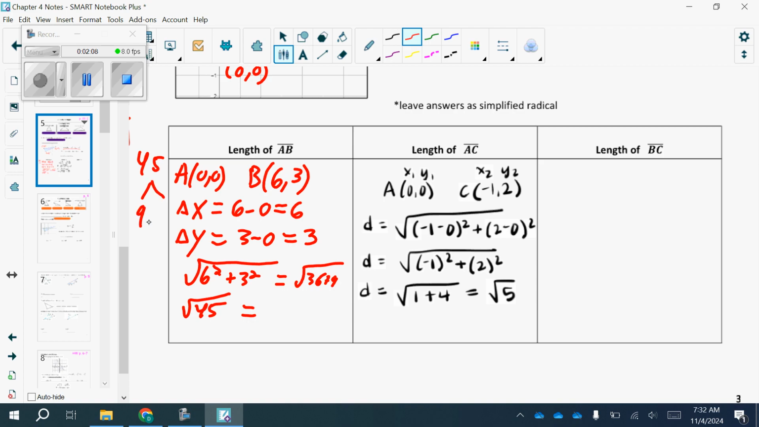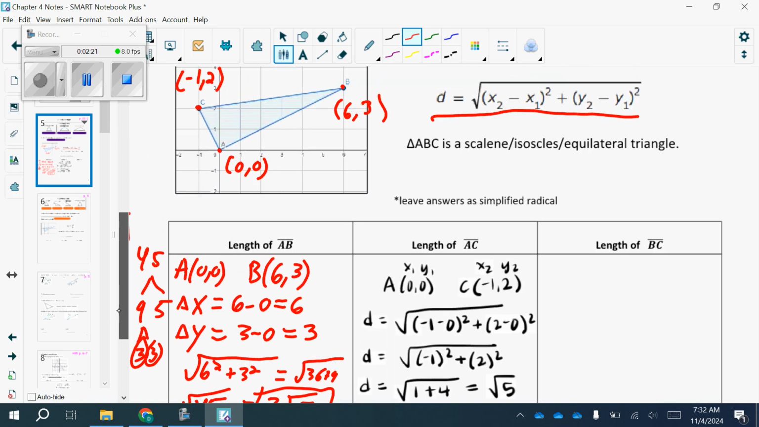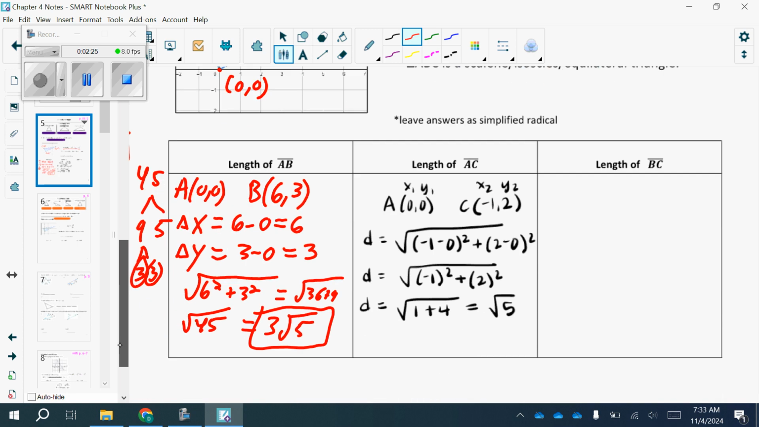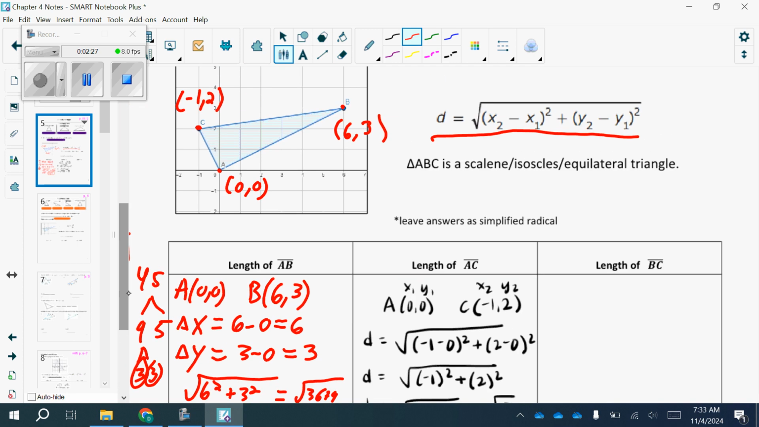That goes to 9 times 5. 9 is 3 times 3, so we got two 3's that break out to the other side. And we're left with root 5. Then you do the same thing with BC, and then compare the numbers and see how many sides are congruent, or the same length.